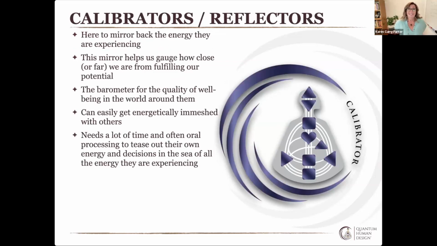Last but definitely not least, our calibrators or our reflectors. Reflectors are here to mirror back the energy that they are experiencing. The way that they demonstrate and live and express in the world is literally a mirror that helps us gauge how close or how far we are from fulfilling our potential. So they are, to a certain degree, the barometer for the quality of well-being in the world around them. Now, I'm going to share with you, that's the lower expression of the reflector.